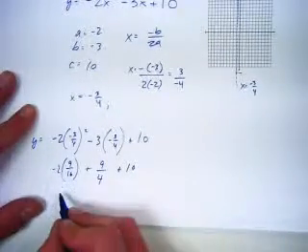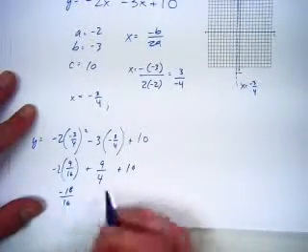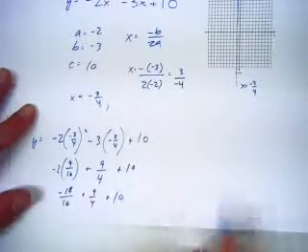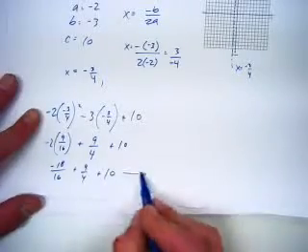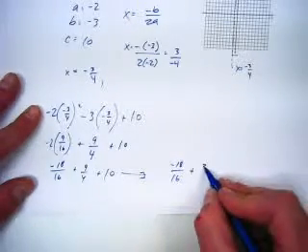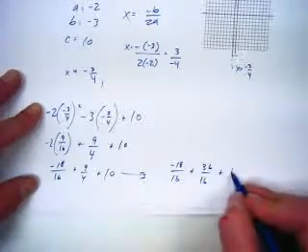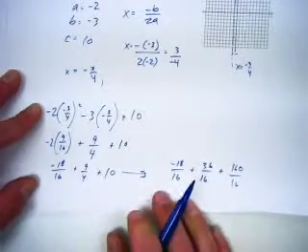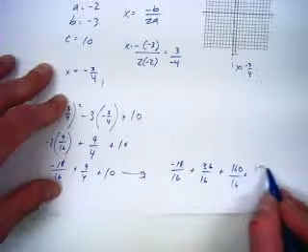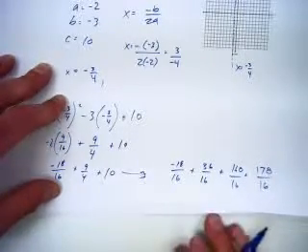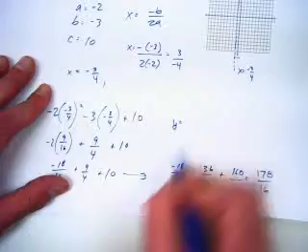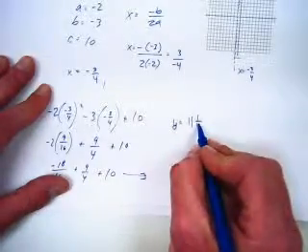So now this is negative 18 over 16, because I multiplied 9 times negative 2, plus 9 over 4, plus 10. If I common denominate everything, I get negative 18 over 16 plus 36 over 16 plus 160 over 16. So I add all these up, I get 178 over 16. That ends up being 11 1/4. So my y part of my vertex is going to be 11 1/4.